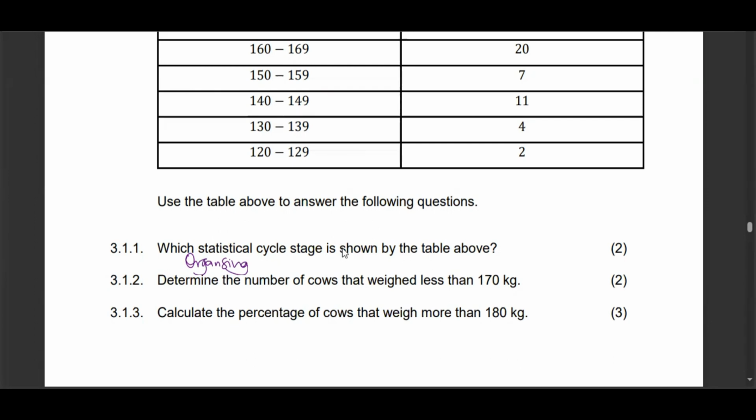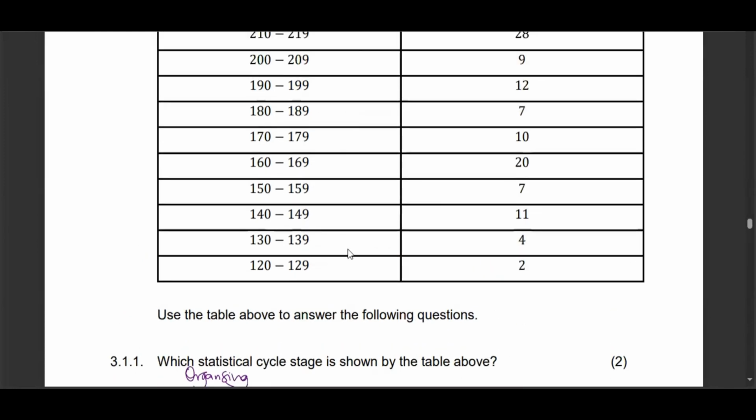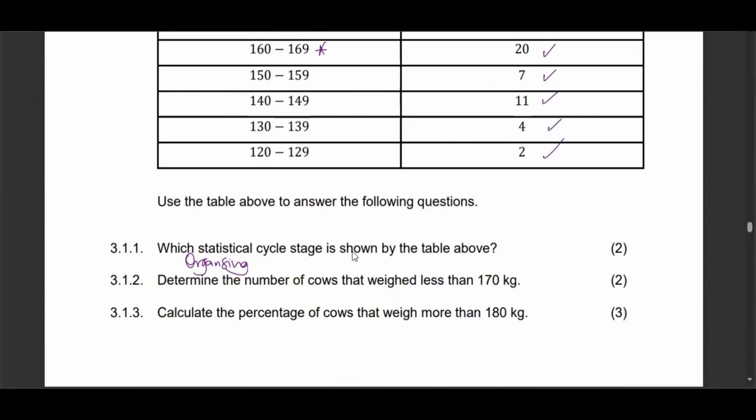Determine the number of cows that weighed less than 170. So we shall come here, less than 170. These are the cows. So we shall add 20 plus 7 plus 11 plus 4 plus 2. So here we end up having 44 cows.